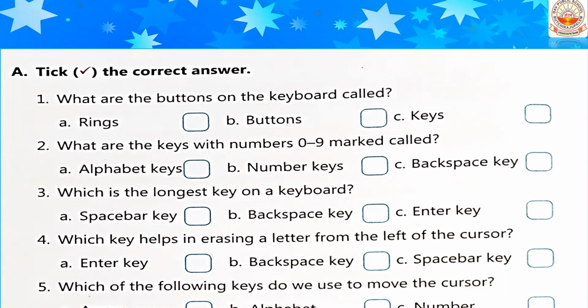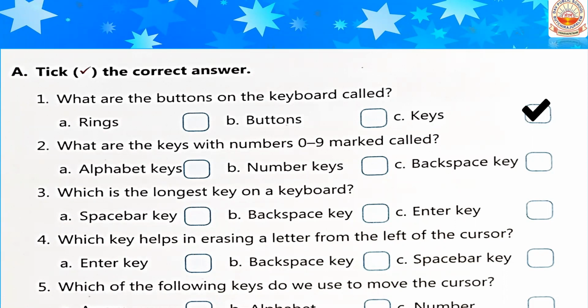The first one. What are the buttons on the keyboard called? So tell me, children, the first one is ring, the second one is buttons, the third option is keys. So what is the correct answer, children? Yes, keys. So the buttons on the keyboard are called keys. Very good. Now, let us see the next one.